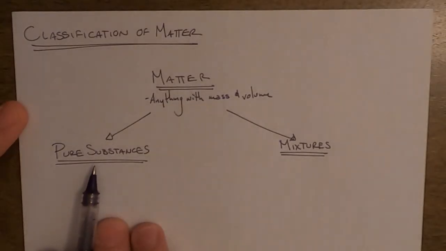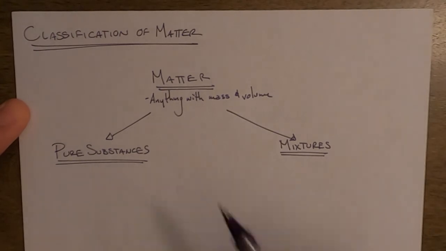Now, a pure substance is something that cannot be separated by physical means. It has specific properties like color and density that do not change. And they are things called compounds and elements.